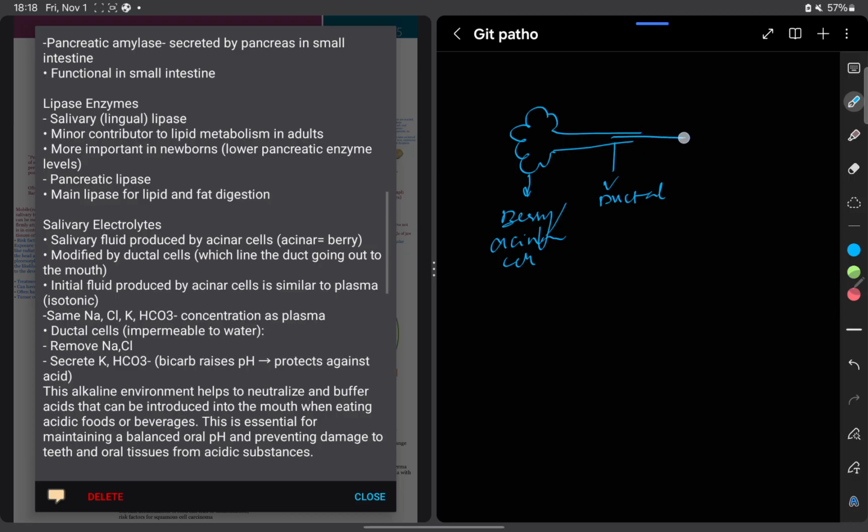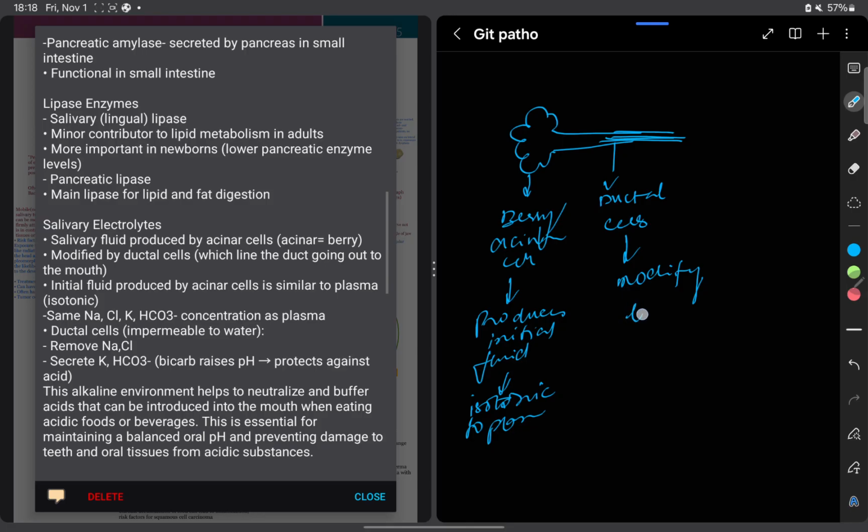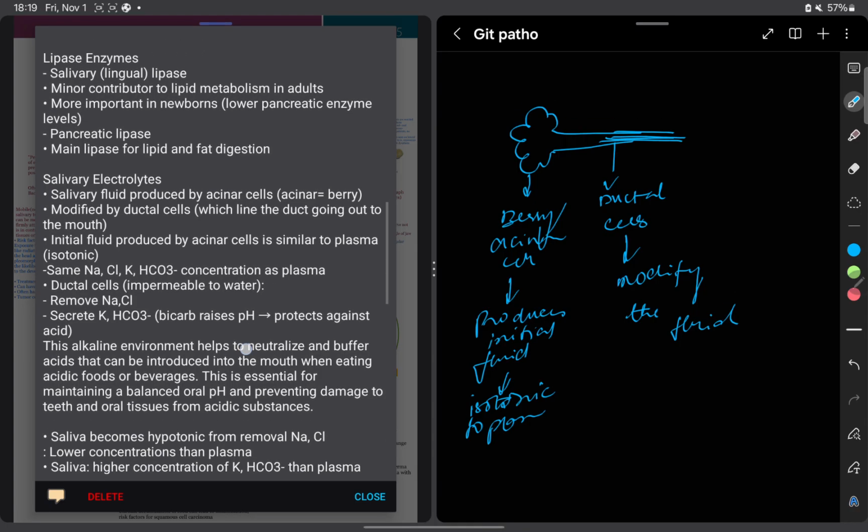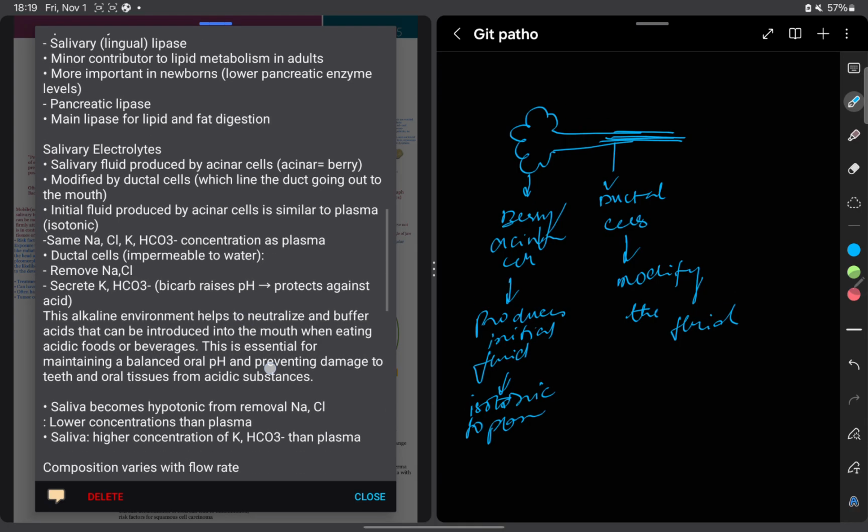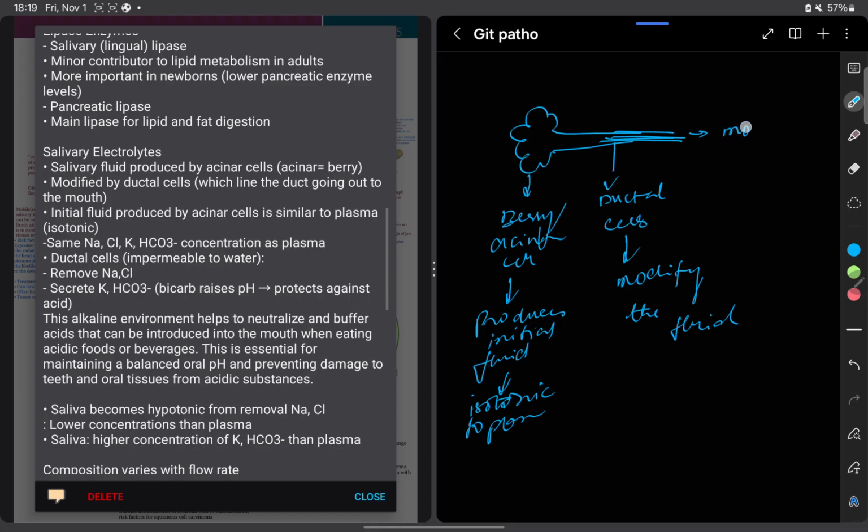This duct contains ductal cells. The acinar cell produces the initial fluid, and it is isotonic to the plasma. And these ductal cells modify the fluid. And this opens into the mouth.